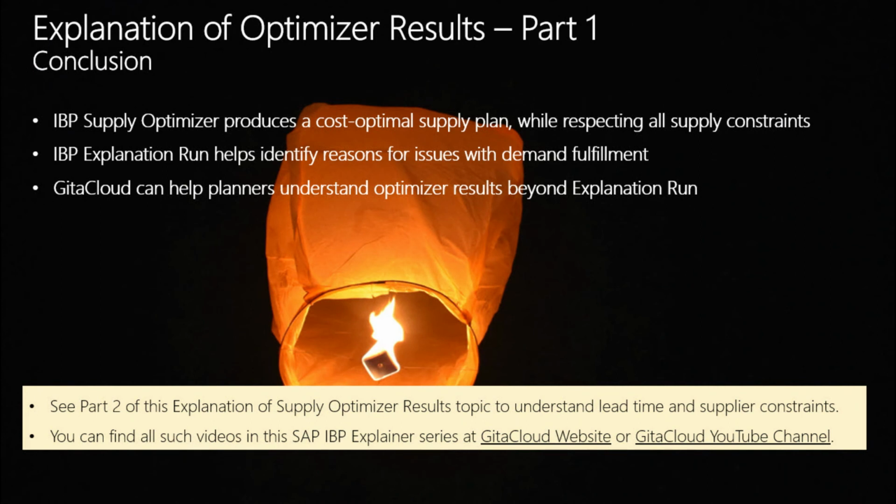In conclusion, IBP Optimizer produces a cost-optimal finite supply plan. IBP explanation run helps identify reasons for unmet demands. However, the explanation run does not evaluate the impact of relaxing a given constraint across all the issues reported. For example, an unmet demand due to missing resource capacity may continue to remain unmet, even after increasing capacity. This is because the extra capacity gets consumed by other unmet demands of higher priority.